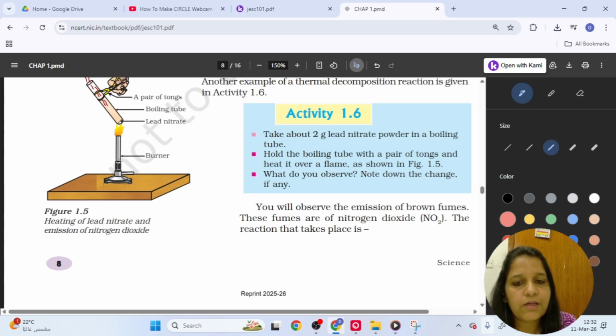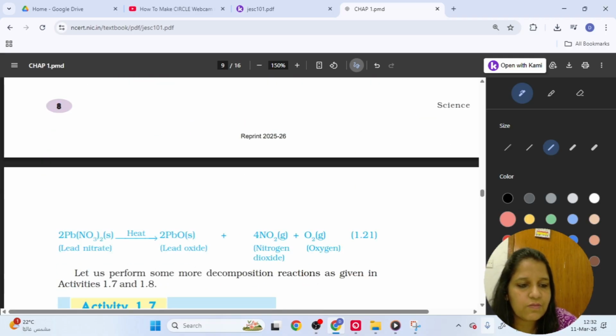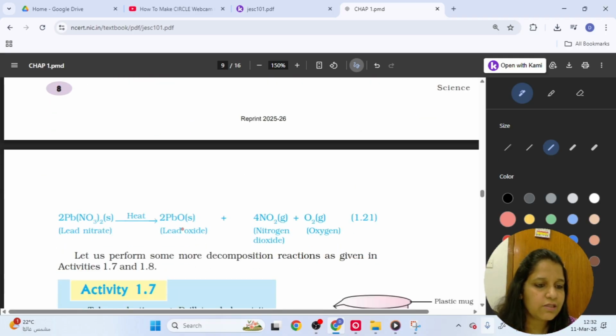One more important reaction which is given through activity 1.6, that when 2 grams of lead nitrate powder is heated, then the gas which is released is NO2, and the fumes of this gas are brown. The color of the fumes is brown. So here is the reaction given in the textbook. 2Pb(NO3)2, when it is heated, gives 2PbO plus 4NO2 plus O2.